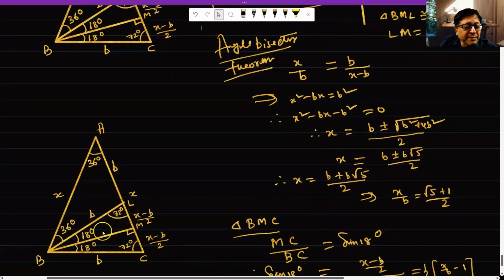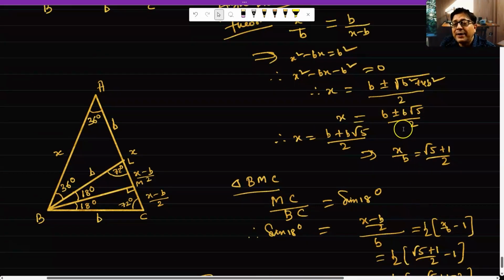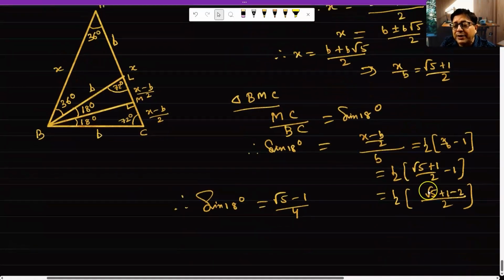Now in triangle BMC, we get sine 18 degree, that is MC by BC, just substituting the value, x minus b by 2 by b, and just separate it. It will be half into x by b minus 1. Put the value of x by b, what you got there. x by b will be positive only, it cannot be negative because a side ratio cannot be negative here. We get root 5 minus 1 by 4.